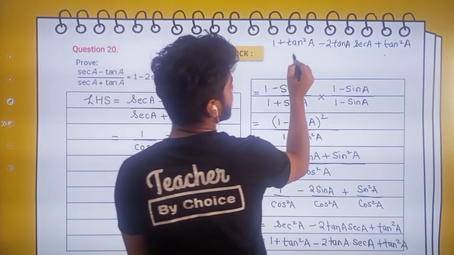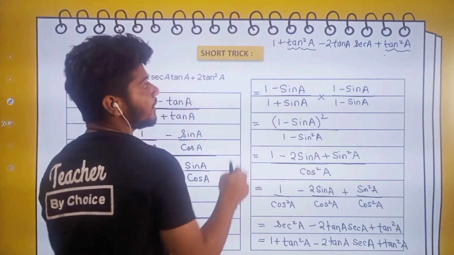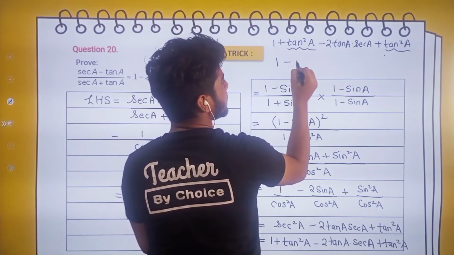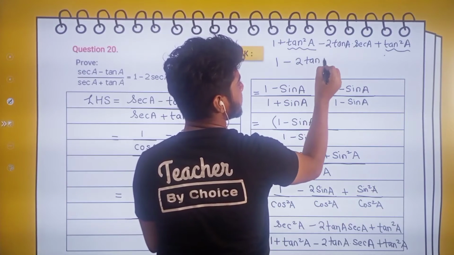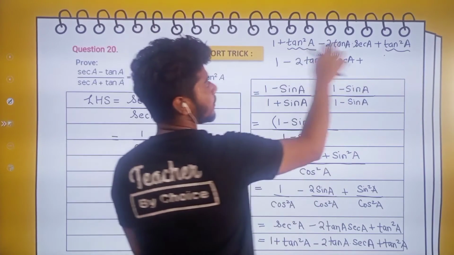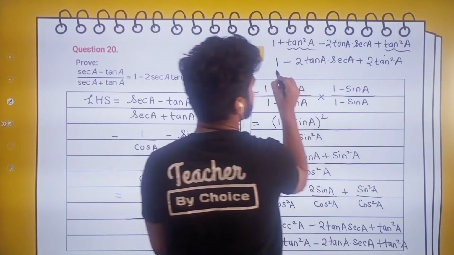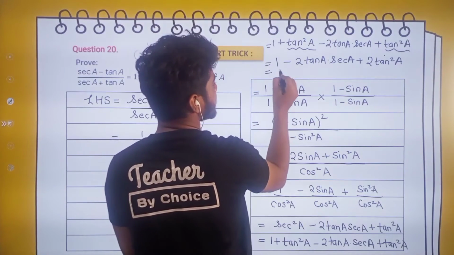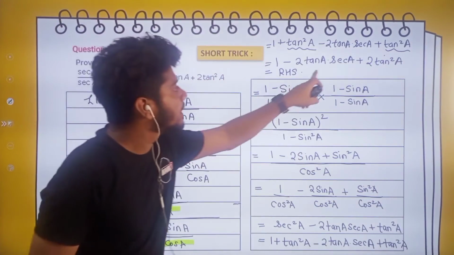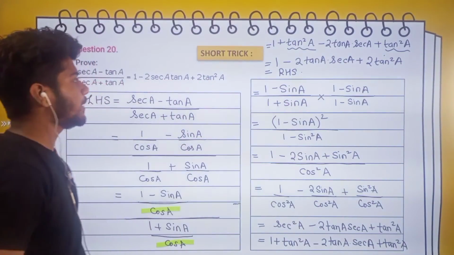Okay, so now you can simplify. Tan square a plus tan square a will become 2 tan square a. 1 minus 2 tan a sec a as it is, plus 2 tan square a, and the sum is done. This is your RHS. Whether you write 1 minus 2 tan a sec a or sec a tan a, it means the same, plus 2 tan square a. I hope you understood the sum.